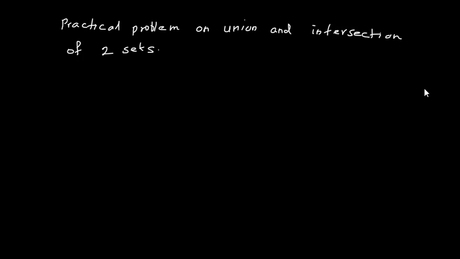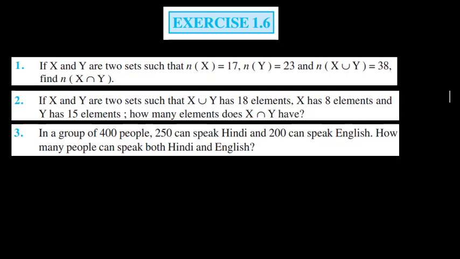Now in this lecture we will see the practical problems on union and intersection of two sets. It is better to see practical problems using the problems of the exercise. So let us move to exercise 1.6. If X and Y are two sets such that n(X) = 17, n(Y) = 23, n(X union Y) = 38, then what is n(X intersection Y)?